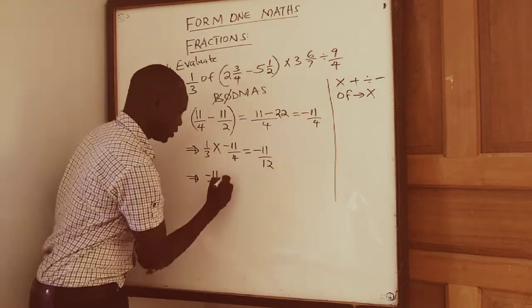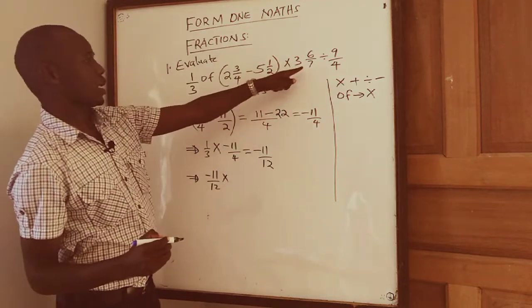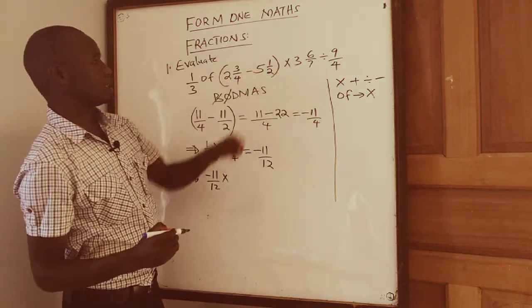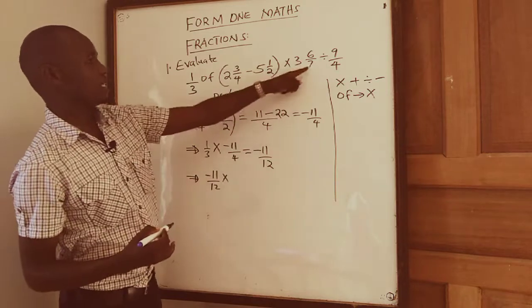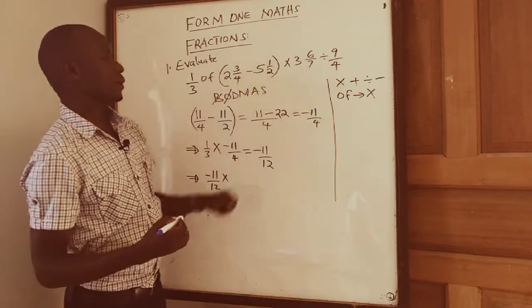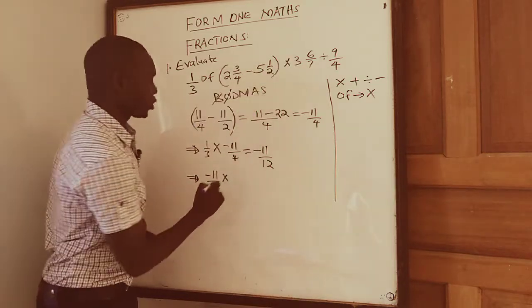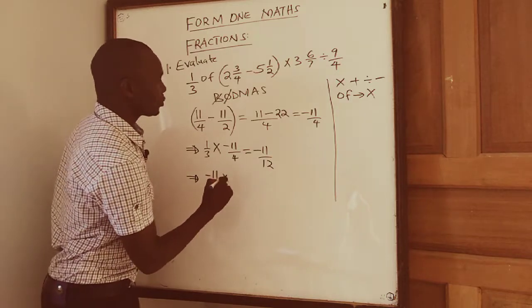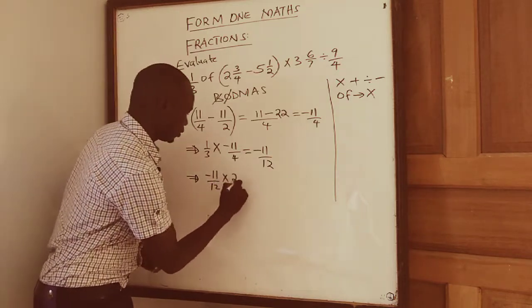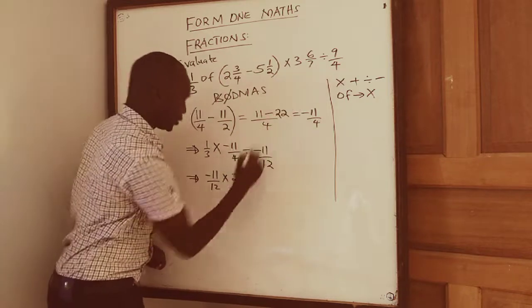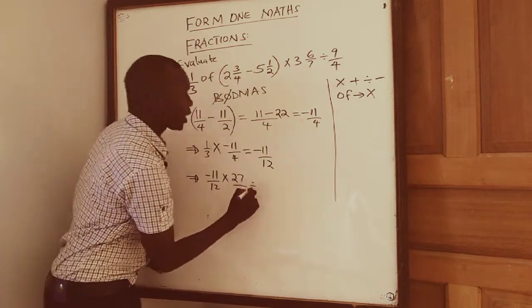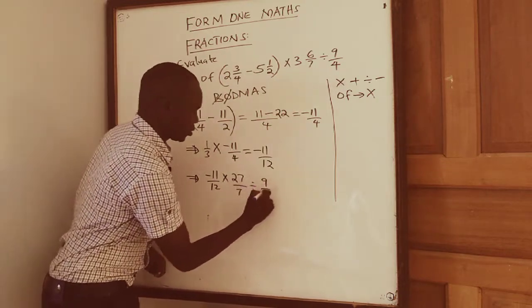Then we have times. This is a mixed fraction. We convert it into improper. 7 times 3 is 21 plus 6, we are going to have 27 out of 7. Then we divide by 9 out of 4.